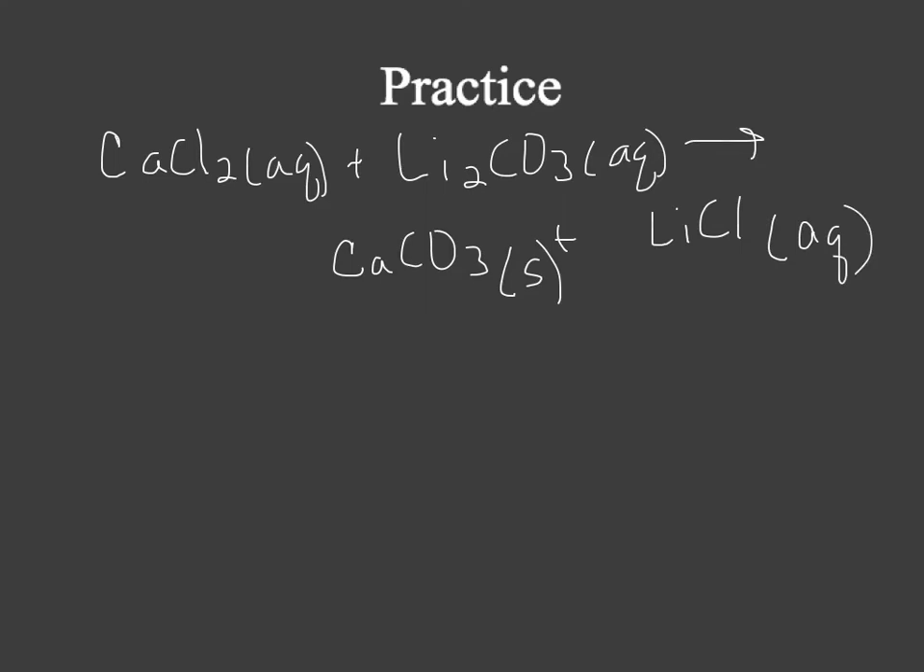The final and last thing we need to do is balance our equation. So looking at this, I see on the product side I have 1 calcium, and on the reactant side I have 1 calcium. On the product side though, I have 2 chlorines. So I need to put a 2 in front of lithium chloride to have 2 chlorides. That also now gives me 2 lithiums, which we already have on the other side.